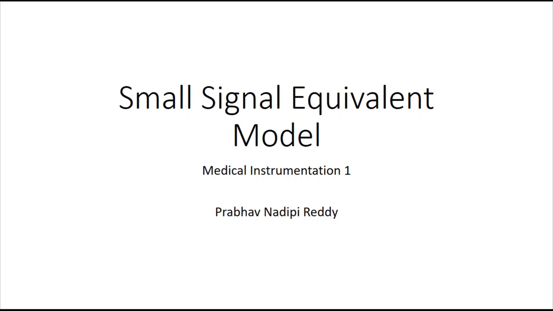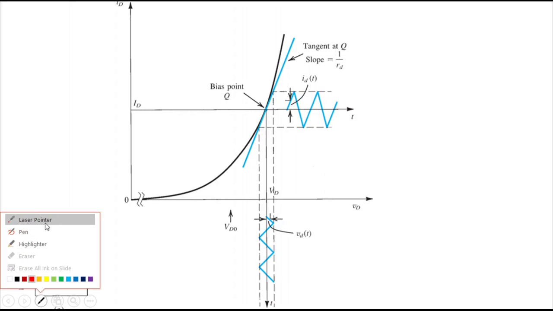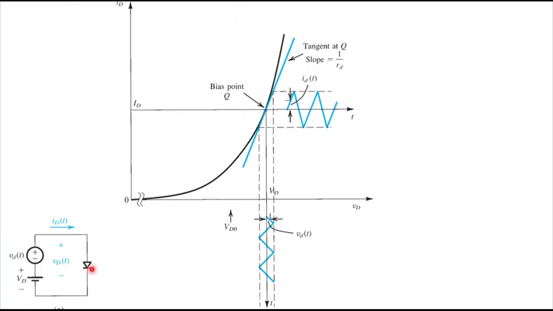Hi, let's talk about the small signal equivalent model. As I said before, let's assume that in a particular diode, we have a voltage VD that is applied, okay? And this voltage comprises two components. One is a fixed voltage of capital V, capital D, and on top of that fixed voltage you have a small changing voltage which is given by a small letter v small letter d.